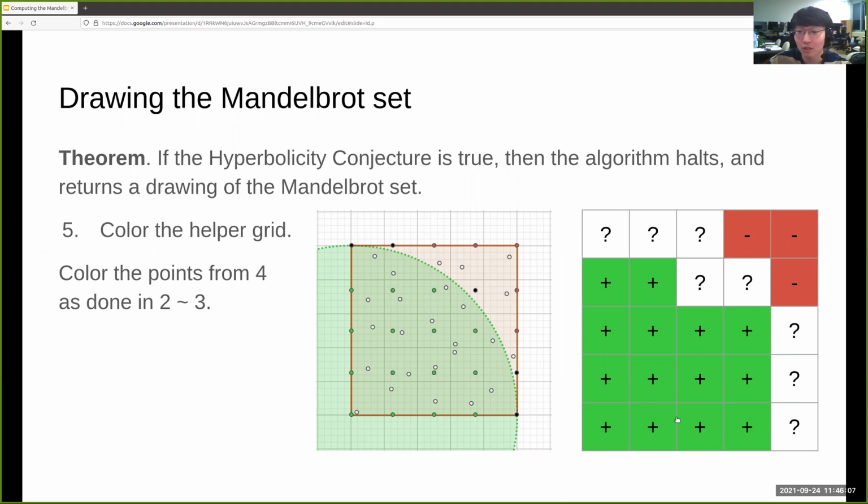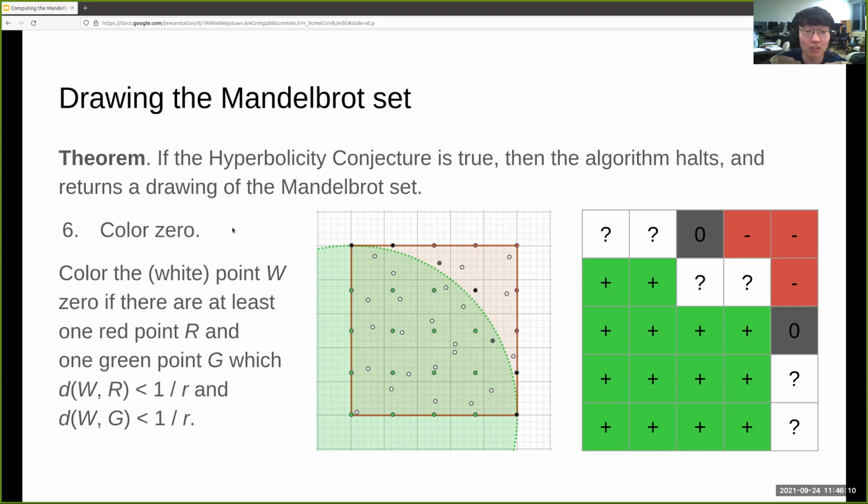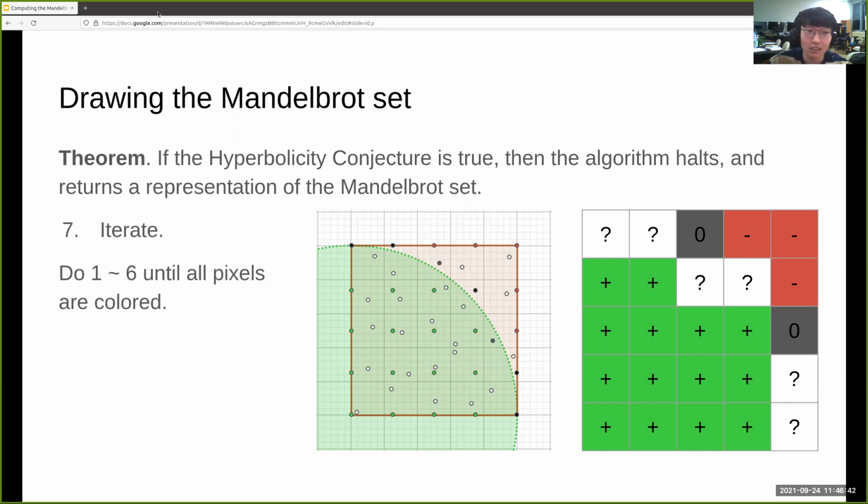Now, using the helper grid, we're going to color the white points we chose in steps 2 and 3 as 0. Color the white points W as 0 if there is at least one red point R and one green point G, where the distance to each point is less than 1 over R. Finally, we're going to iterate again. Do this process until all pixels are colored.